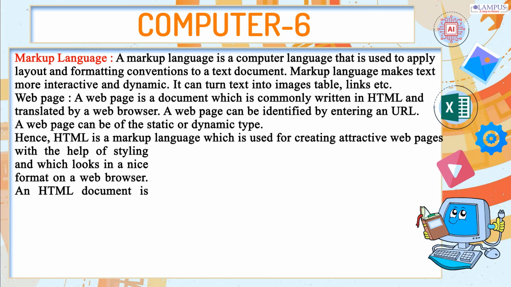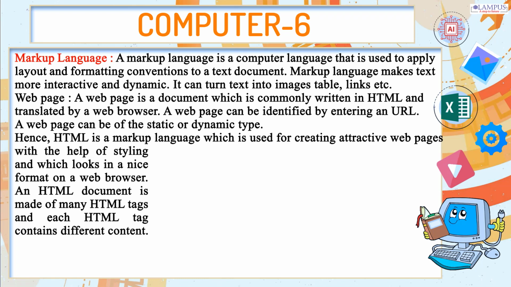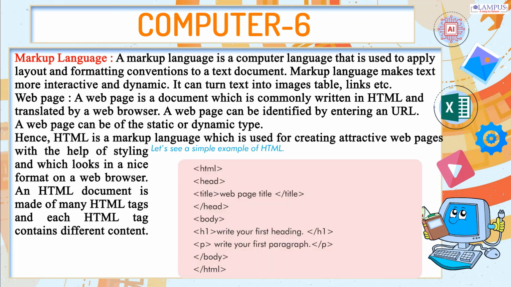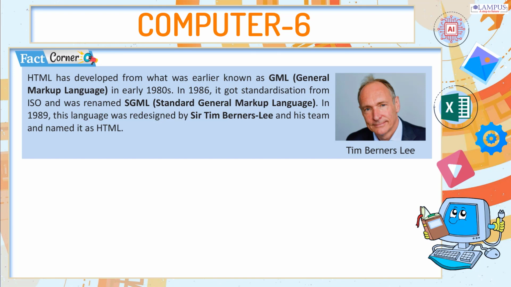An HTML document is made of many HTML tags and each HTML tag contains different content. Let's see a simple example of HTML. HTML, head, title: web page title, head, body, H1: write your first heading, H1, P: write your first paragraph, P, body, HTML.